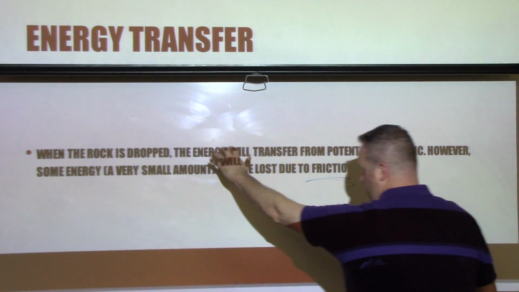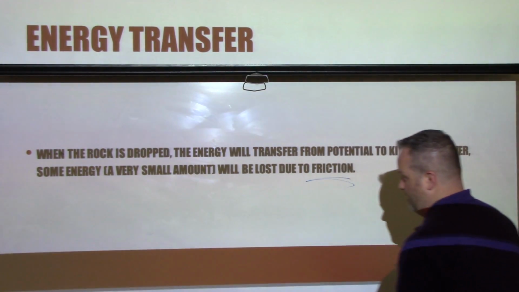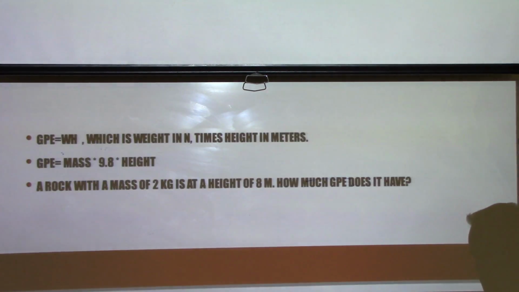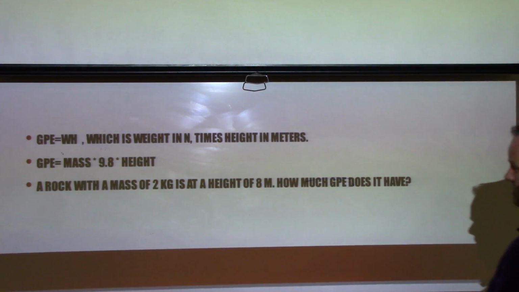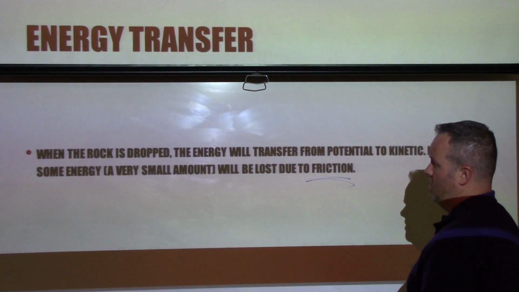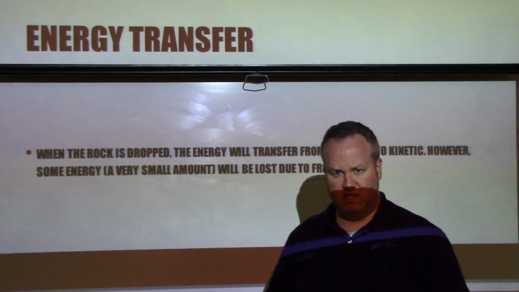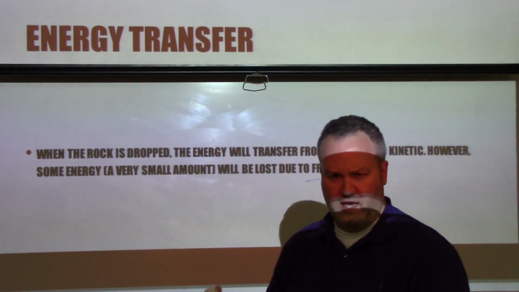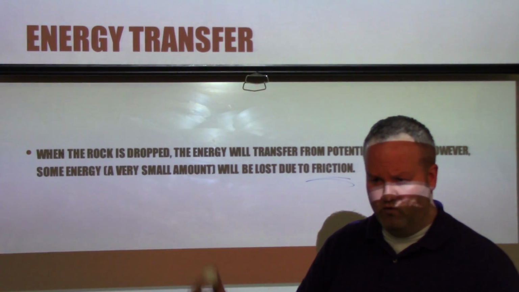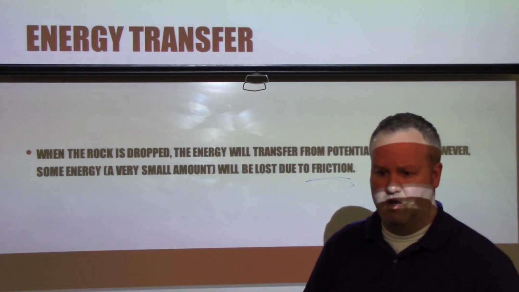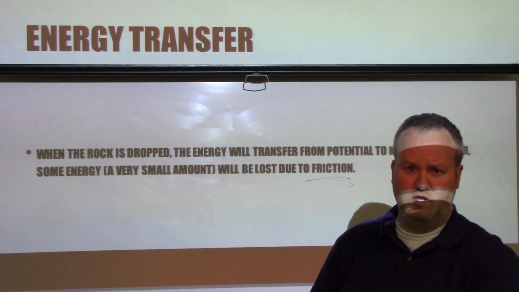So what we have here, if we had that rock in the previous scenario in our question, a rock with a mass of 2 kilograms at a height of 8 meters, how much GPE does it have? That rock, essentially when we drop it, is going to turn its potential energy into kinetic. And we call that an energy transfer, because the energy is moving from one type to another type. The overall amount of energy is still going to be the same because of the law of conservation of energy.